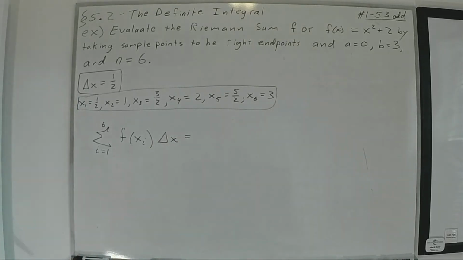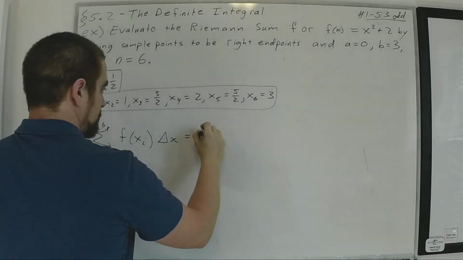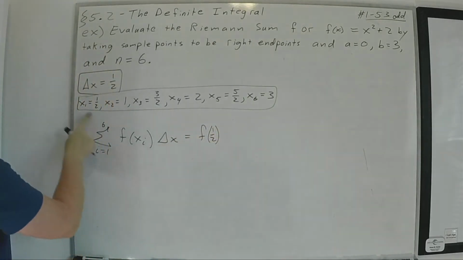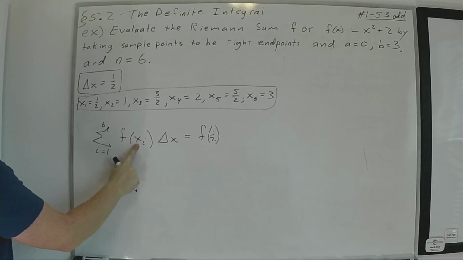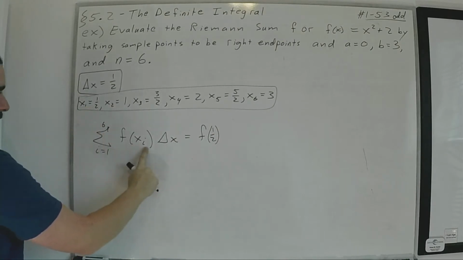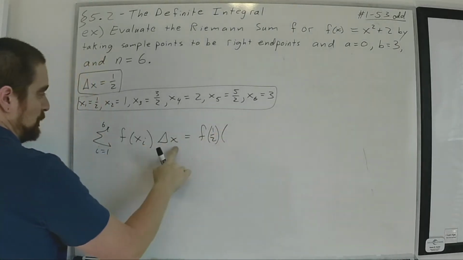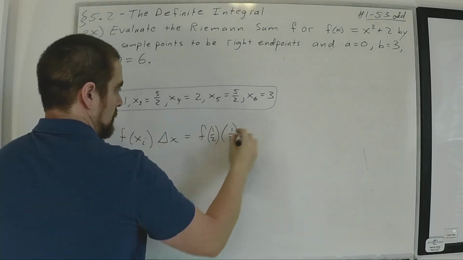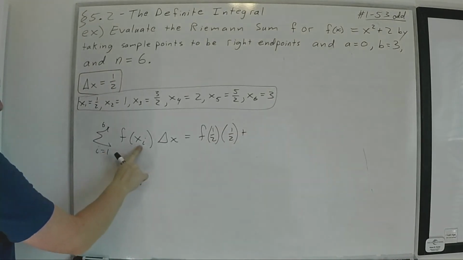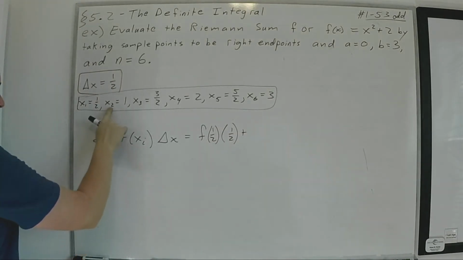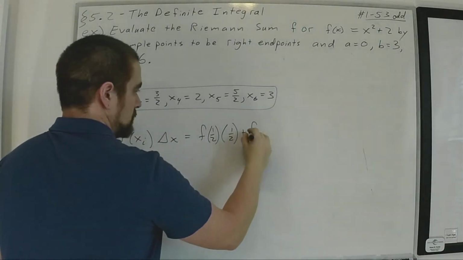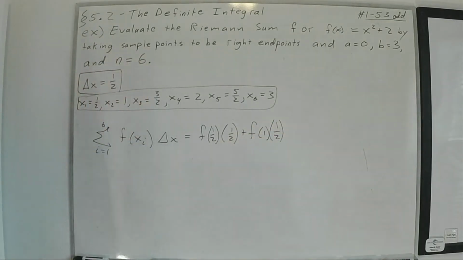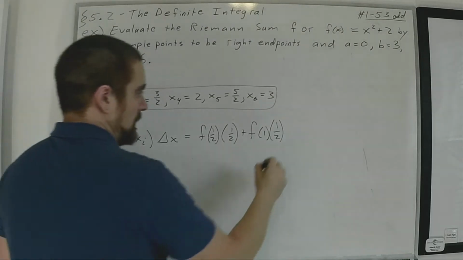So what we want to do is plug in f of 1/2. Right, that's the first x value, x1, which is 1/2. So we want to plug that into our function, multiply that by delta x, which is 1/2. Then we want to move on to x2. Well, if I plug x2 into my function, I'm plugging the number 1 into my function, so I need f of 1 times delta x, which is 1/2. Right, the delta x is never going to change.